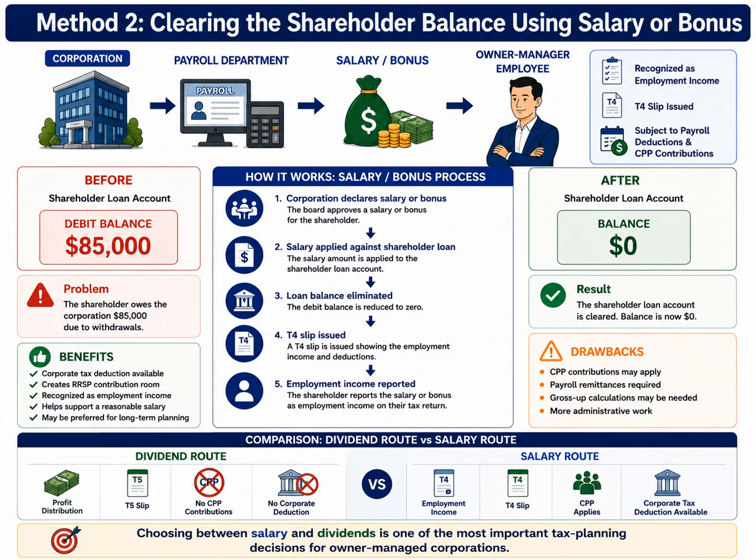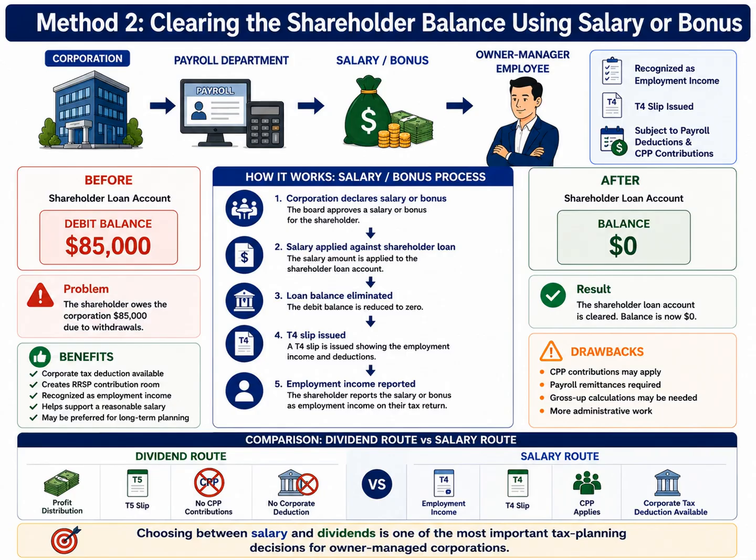However, the salary method also comes with additional complexity. CPP contributions may be required. Payroll remittances must be calculated and submitted. Payroll records need to be maintained, and in some situations, gross-up calculations may be necessary because the shareholder has already received the cash during the year, but payroll deductions still need to be accounted for.